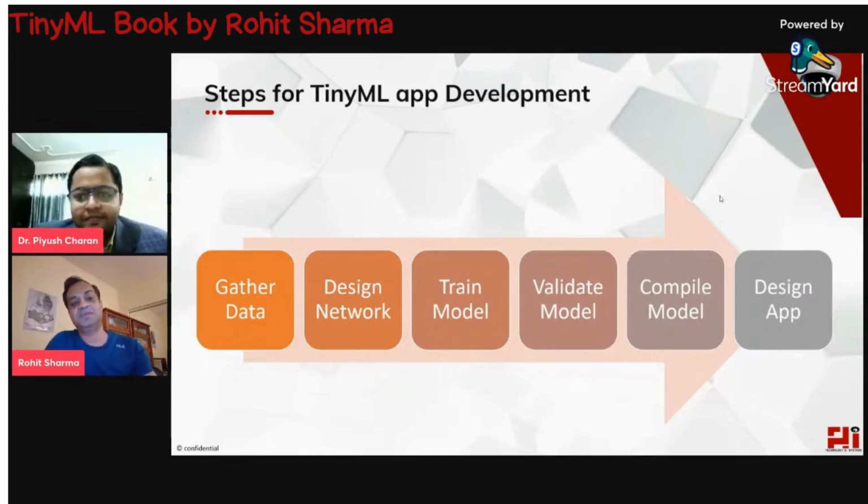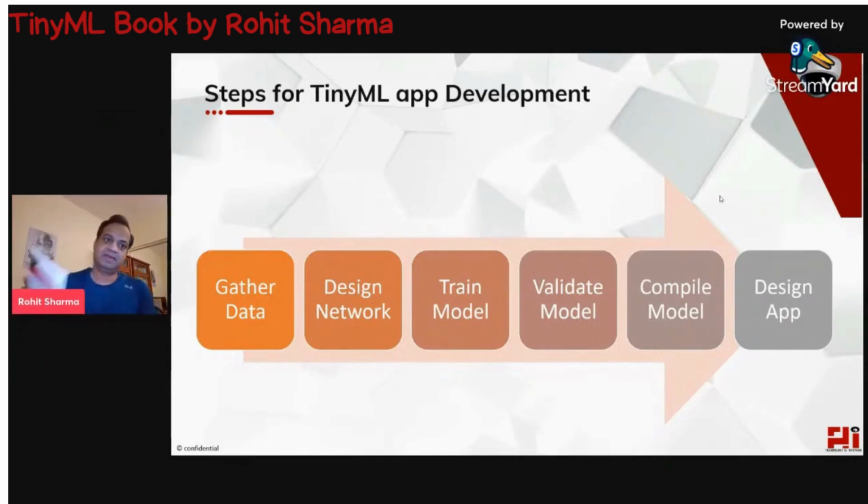Great. So let's keep going. So how do we develop? This book's fourth chapter would talk about the steps for TinyML development. Essentially, in the second chapter, we talk about understanding TinyML, need, benefits, list of TinyML verticals, and such. And so what do we do when we talk about developing a TinyML application?